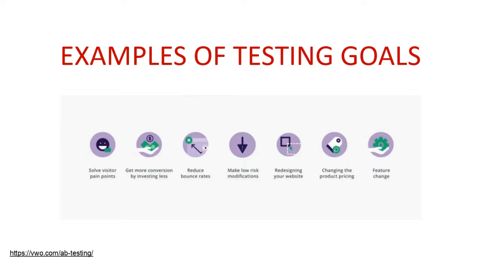A conversion can be multiple things, right? A conversion could be a purchase. A conversion could be signing up for email, signing up for alerts, or signing up for deals. So you have to define what conversion is, and then perhaps another goal of A/B testing is to reduce bounce rates. Do we know what a bounce rate is?